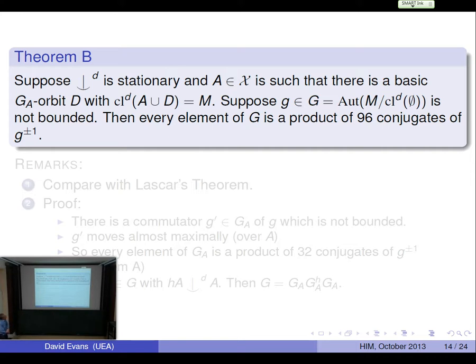Suppose you've got an automorphism little g which fixes all of the things which are in the closure of the empty set, and suppose it's not bounded, as on the previous slide. Then every element of G, the automorphisms which fix every element of the closure of the empty set, is a product of 96 conjugates of g or its inverse. This is really like Laskar's theorem. It's an abstracted version of Laskar's theorem. Rather than having a strongly minimal set, we've got this thing D.